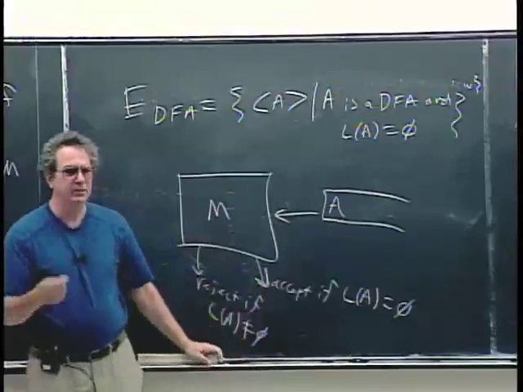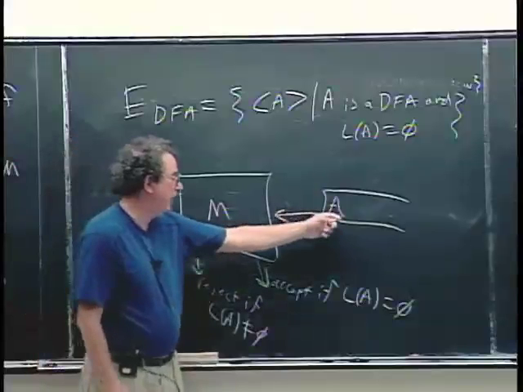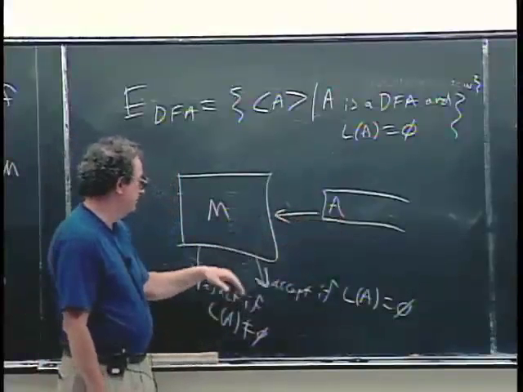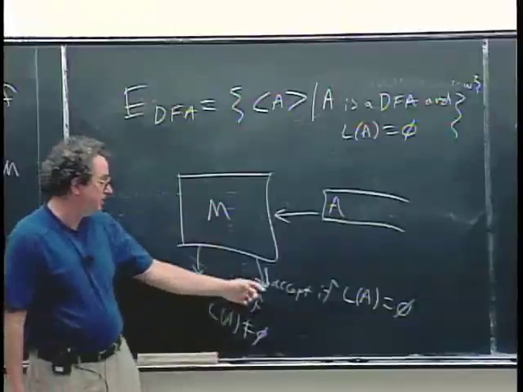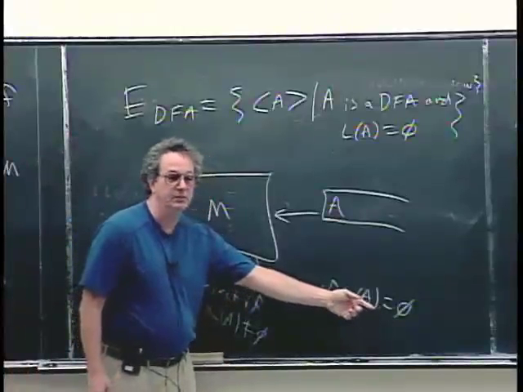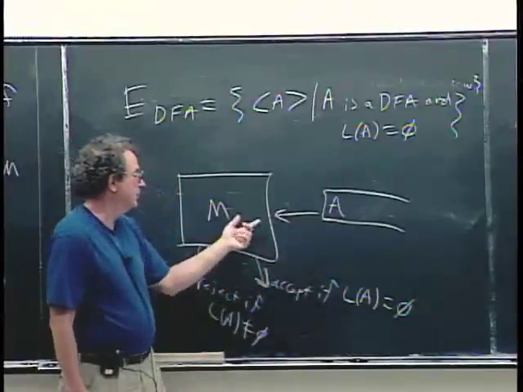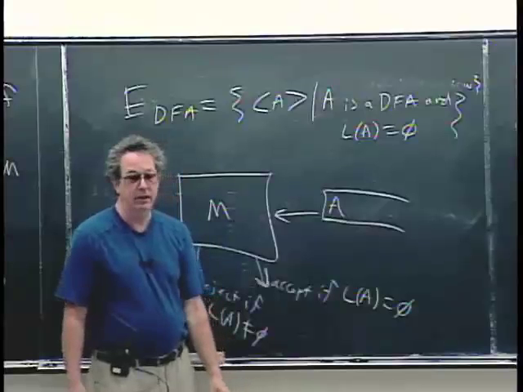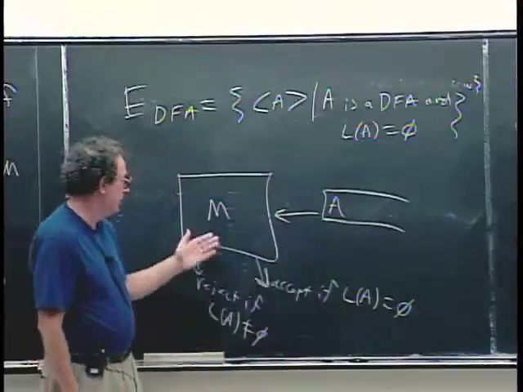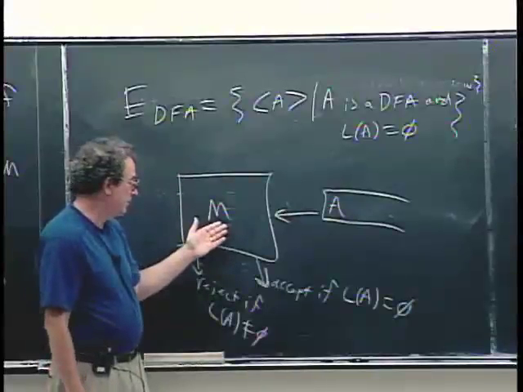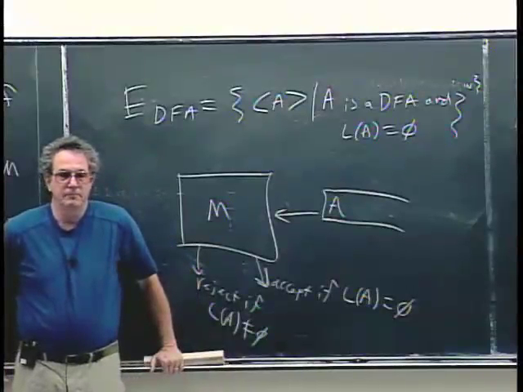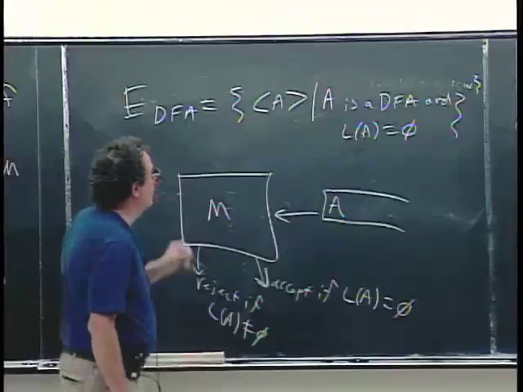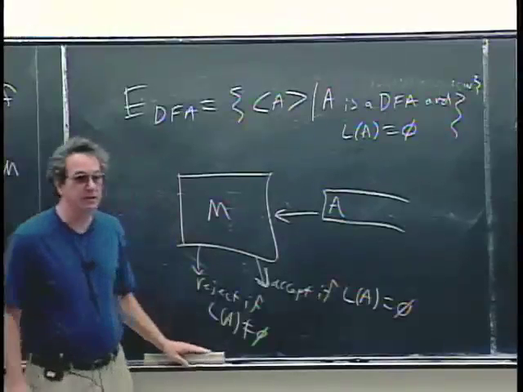If A ever accepts, then M should accept. But what happens if... in fact, I'm sorry, if A ever accepts, then M should reject, right? But what happens if in fact L of A is empty? Okay, so on every input that M generates, A will reject it, and we'll just keep going forever, and M will never know that it should ultimately accept, right? So that's not going to work, okay? So what is going to work? Anybody have an idea?